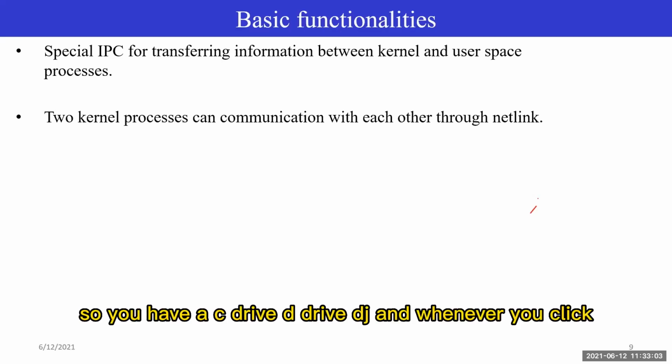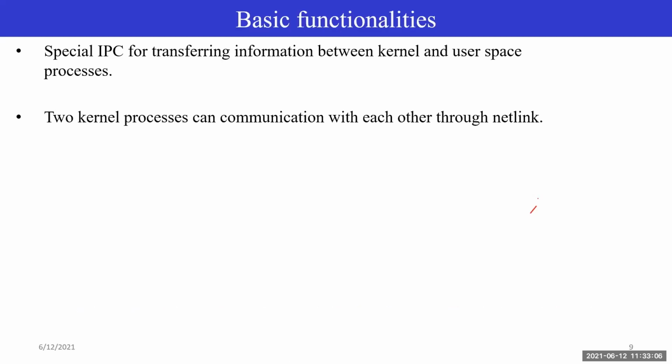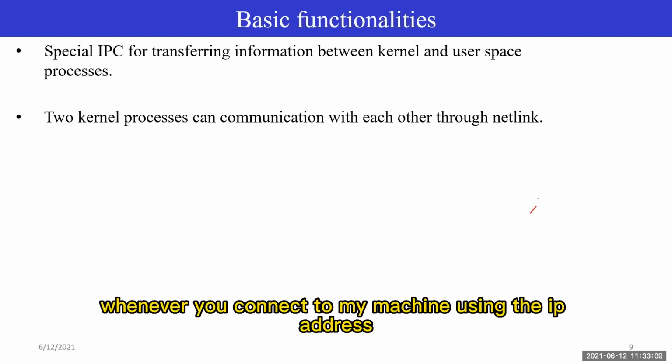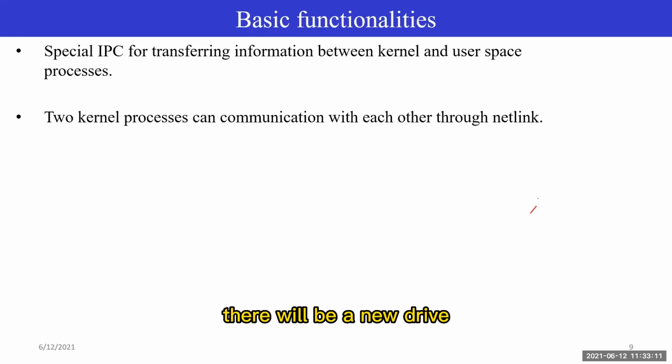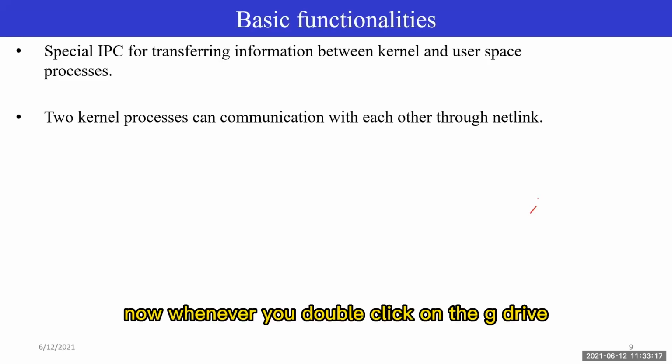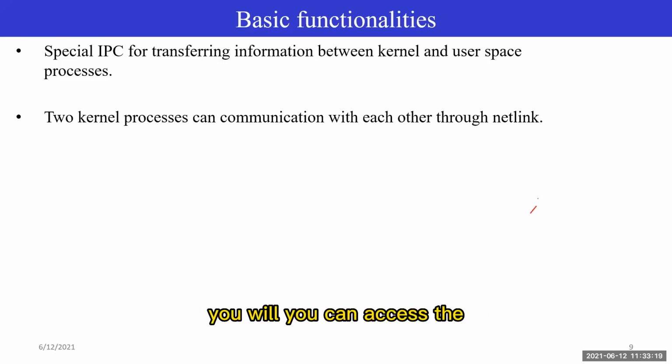So you have a C drive, D drive, E drive, and whenever you connect to my machine using the IP address, there will be a new drive available in your system, say G drive. Now, whenever you double click on the G drive, you can access a particular set of directories of my machine, as if those directories are in your machine. Internally, they are achieving that through the SMB protocols.